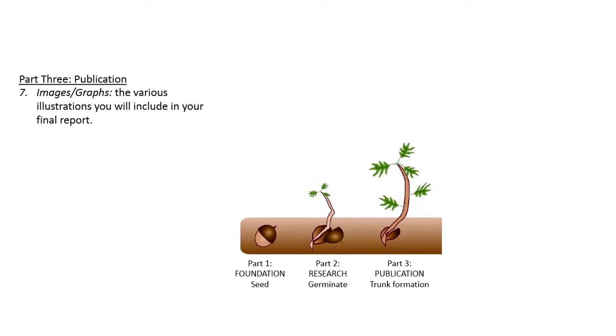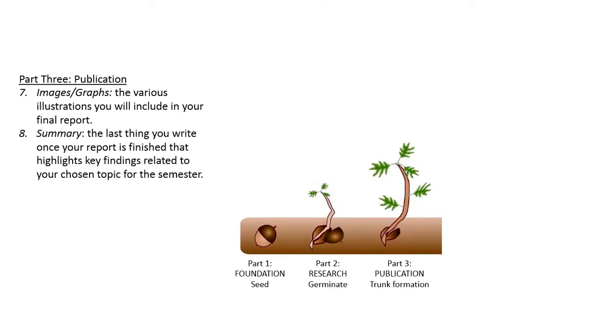Now, part 3, as we just said, is known as publication. So now we have the trunk formation of the tree. We've taken care of the seed. We've helped it germinate. And now we're working on part 3, the formation of the trunk, what we'll know as publication. This publication has several components. The first is images and graphs. These are the various illustrations you will include in your final report.